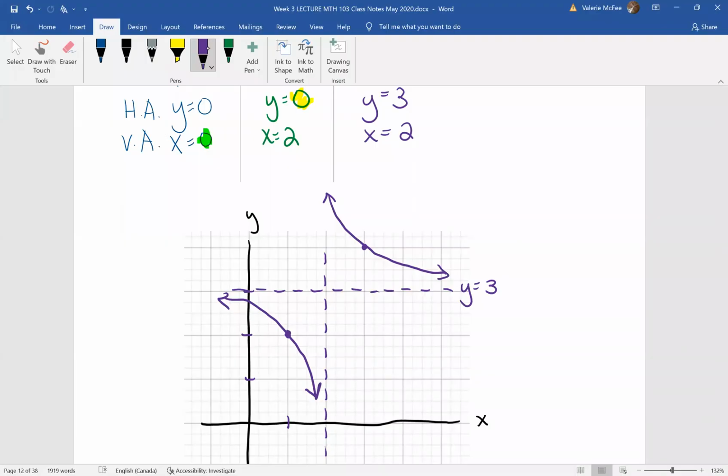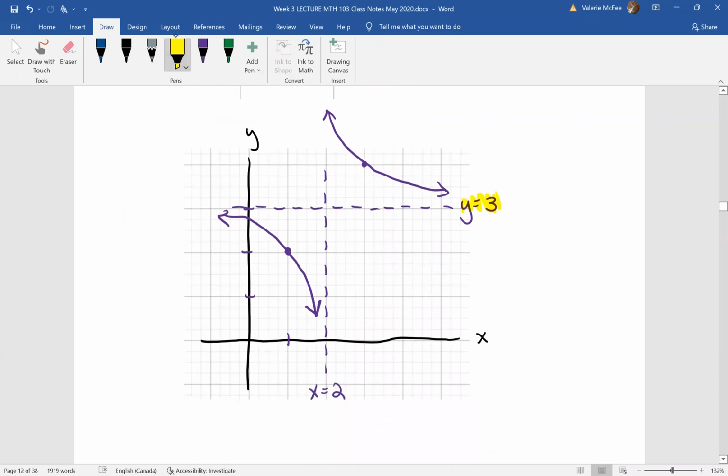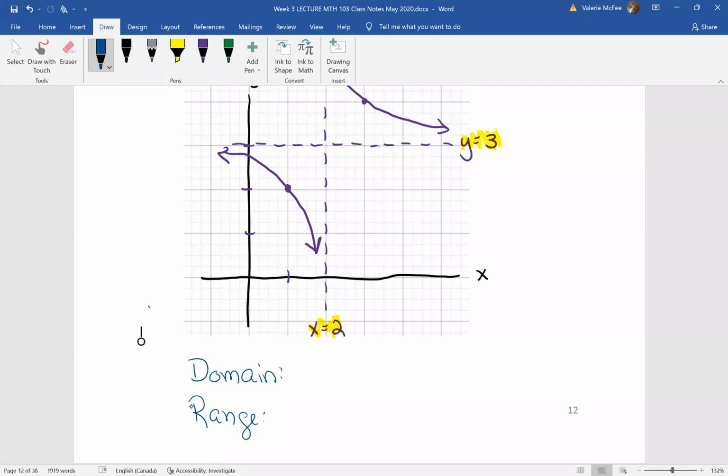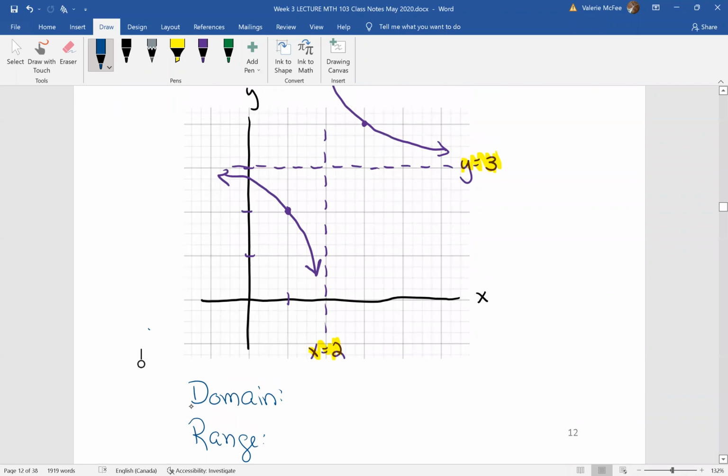This is what your final graph should look like. We've changed the horizontal asymptote to y equals 3, and we've changed the vertical asymptote to x equals 2. See if you can find the domain and range for this function. Pay attention to where the asymptotes have moved. Maybe look back to the original function that we graphed and look at that domain and range.